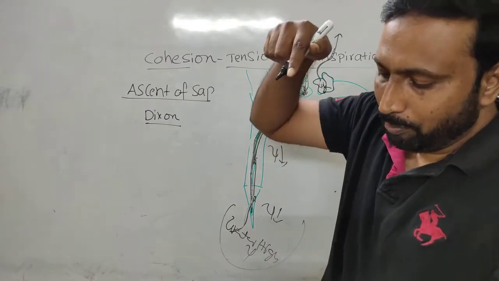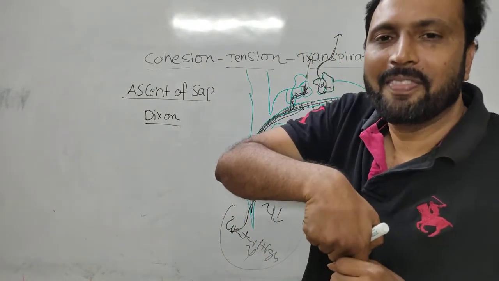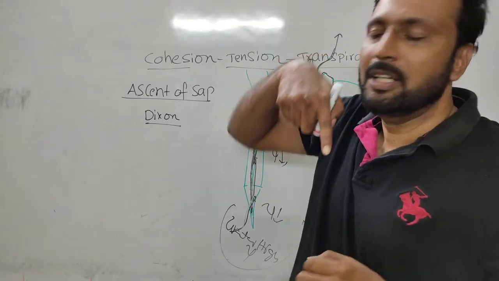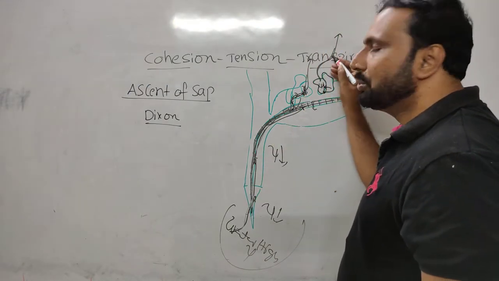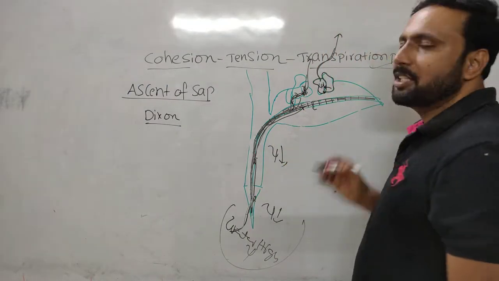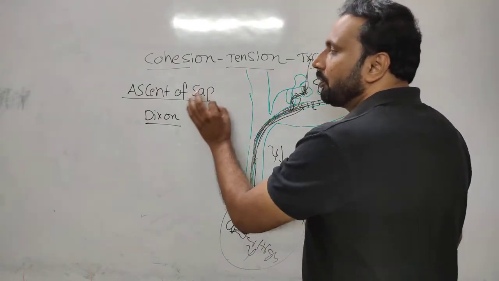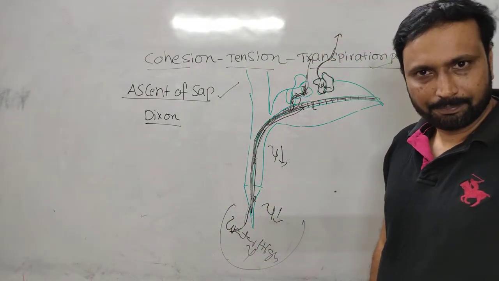Like when putting a straw in a bottle and pulling the straw, that mechanism is called a pull. That is a negative hydrostatic pressure. So negative hydrostatic pressure is developed in the xylem vessels due to transpiration. That is transpiration pull. So transpiration pull is the main force for ascent of sap. That is the driving force for ascent of sap.